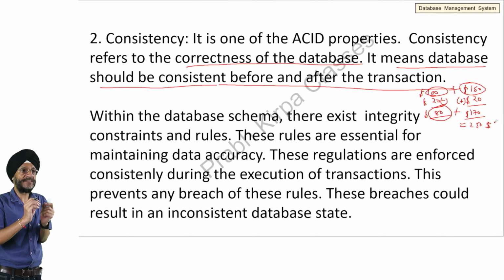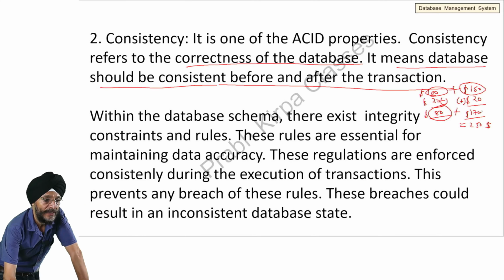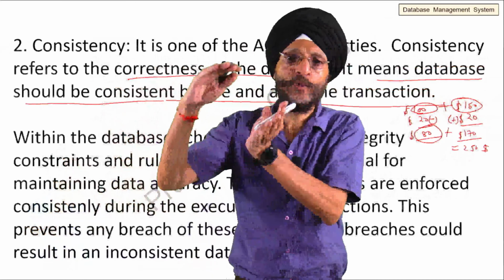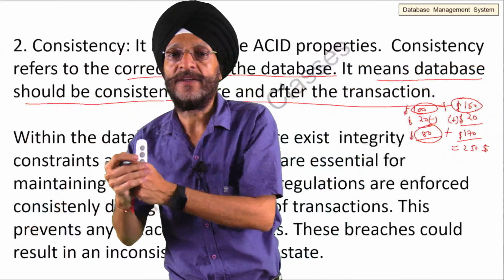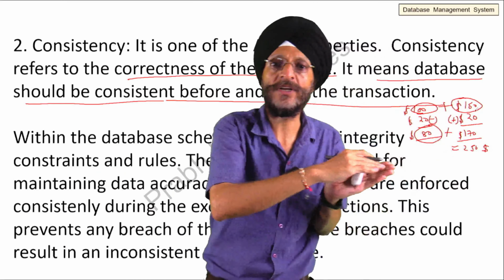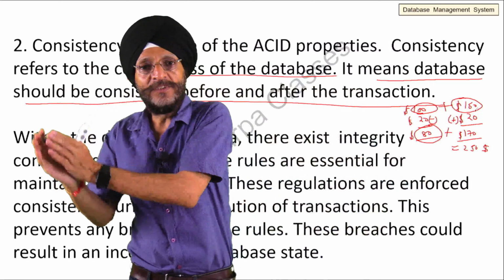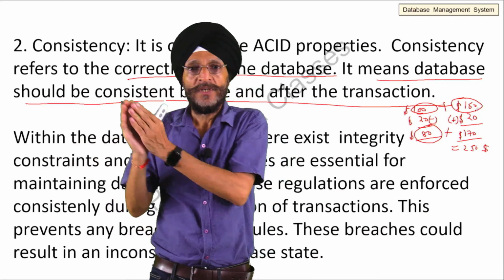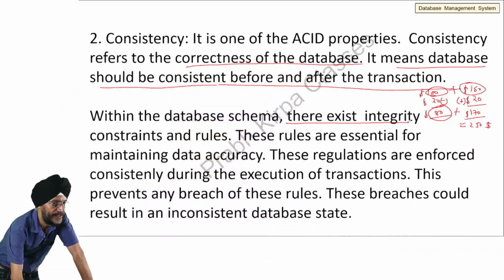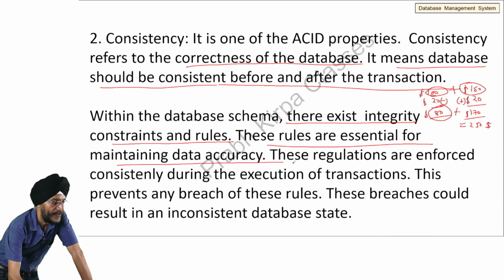That is, there is no inconsistency in the database. That is, it means that the system has not credited $10 or 15 or 30 or $50 to the account of your friend. It has debited the exact amount which was deducted from your account, and the credit of the same amount has been given to the other person. Within the database schema, there exist integrity constraints and rules. These rules are essential for maintaining data accuracy. How does this consistency happen?